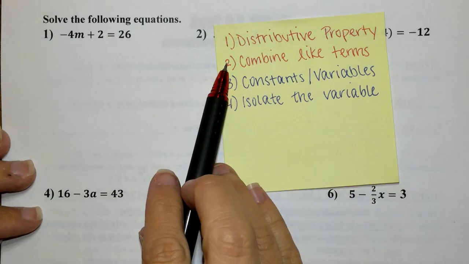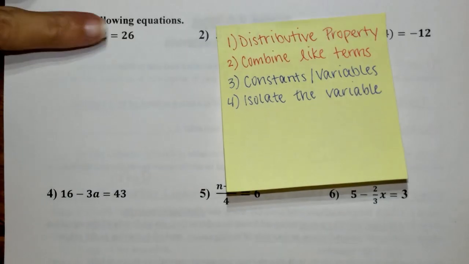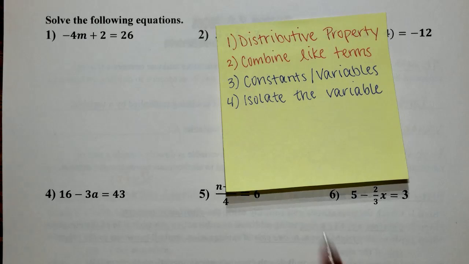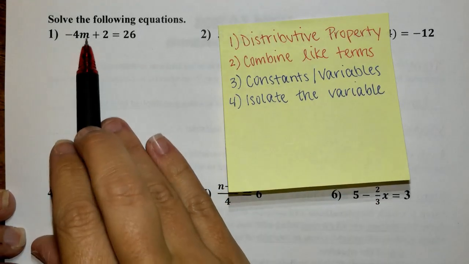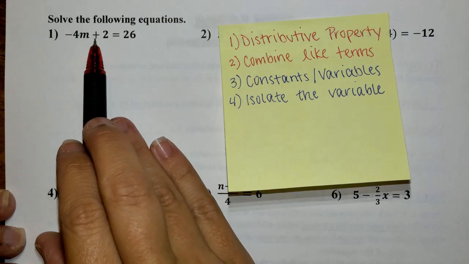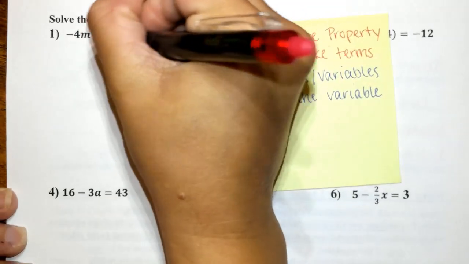Step 2, combine like terms. Okay, those are not like terms. And there's only one term. So you can't have like terms if there's only one term. Step 3, constants on one side, variables on the other. Okay, the variable is on the left side, so I'm going to get the constants over to the right side. The opposite of plus 2 is minus 2. What I do to one side, I do to both sides.